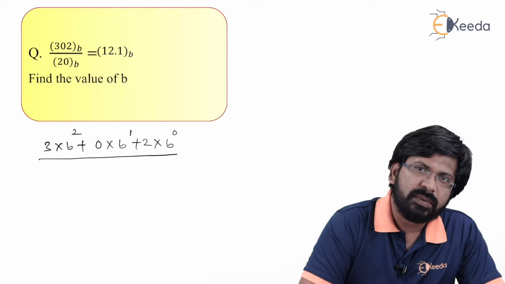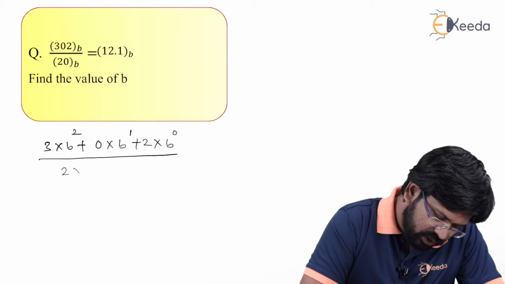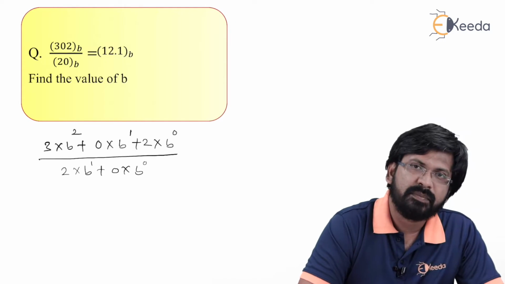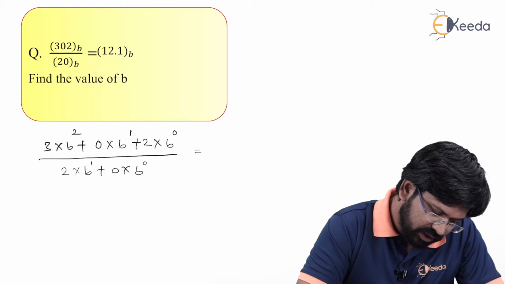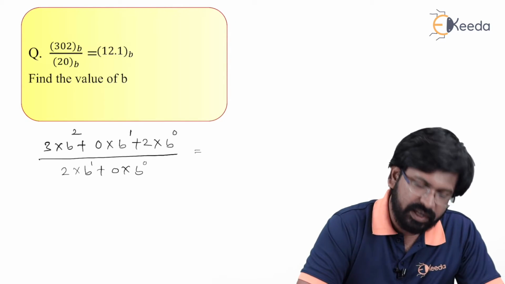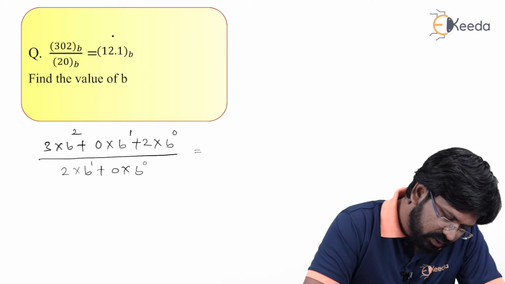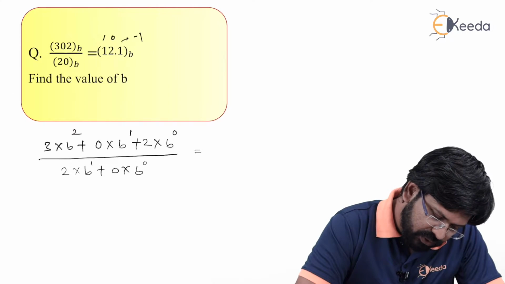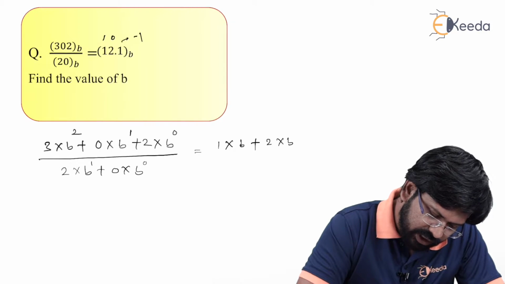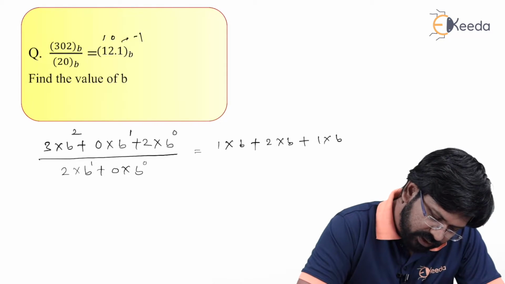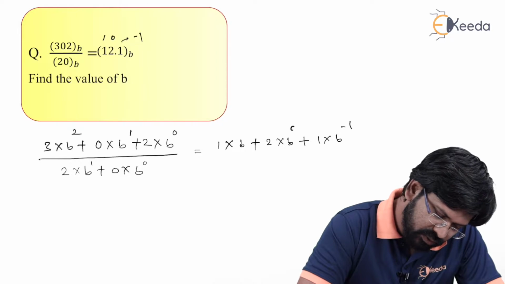Next number is 20 to the base b. So it would be 2 into b plus again 0 into b, having base as 0, power as 1 here. Equal to, it is 12.1. Try to understand, when it is 12.1, this would have power as 0, this will have power as 1, and this will have power as minus 1. And therefore 1 into b plus 2 into b, again next is decimal point, replace with plus, it is 1 into b, power is minus 1, 0, 1.